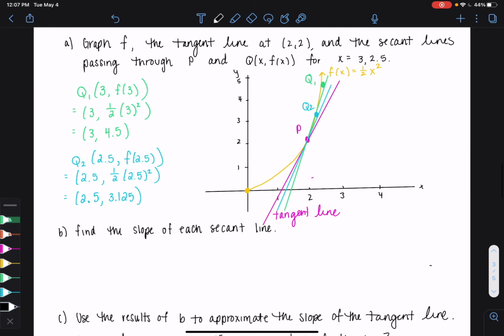Okay. Now we want to find the slope of each of these. So I'm going to first look at the slope connecting P and Q1. So that would be looking at the difference in y values over the difference in x values. So I'll call this slope M1 just to keep with that same notation. My y values are 4.5 and 2. My x values are 3 and 2. So this is 2.5 over 1. The slope of this secant line is 2.5.